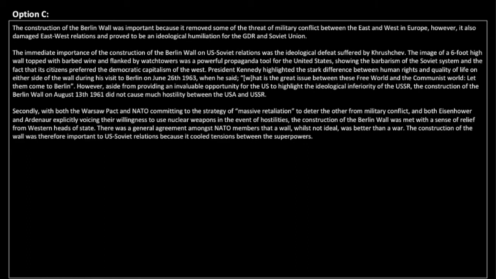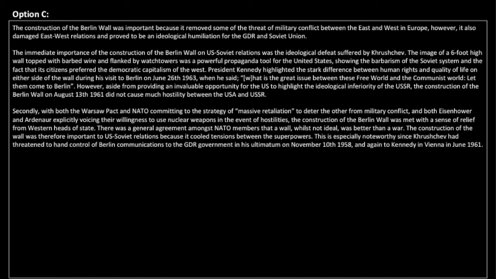The construction of the wall was therefore important to US-Soviet relations because it cooled tensions between the superpowers. This is especially noteworthy since Khrushchev had threatened to hand control of Berlin communications to the GDR government in his ultimatum on November 10, 1958, and again to Kennedy in Vienna in June 1961.